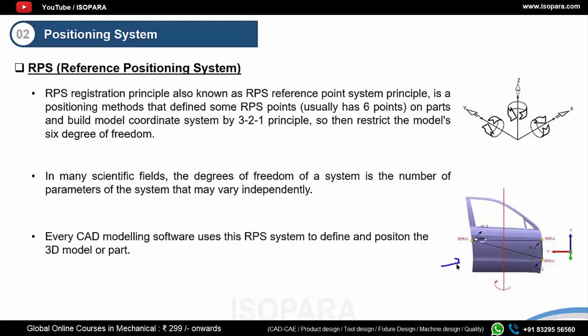Now if you look at this image, this is the front door of a vehicle, and as you can see, we have 1, 2 and 3 RPS points. These are the reference points which define the location. This needs to be in the same orientation, that is, the angle between them has to be the same. Let's say I have defined these 3 points, and you know their exact coordinates, and then I simply scramble this part, changing the orientation and the position. Now if you know the exact coordinates of these reference points, it will come to the same orientation no matter what. So this is how you define the orientation and the position of a part using the RPS, or reference positioning system.